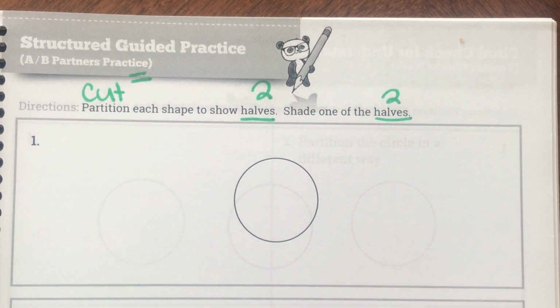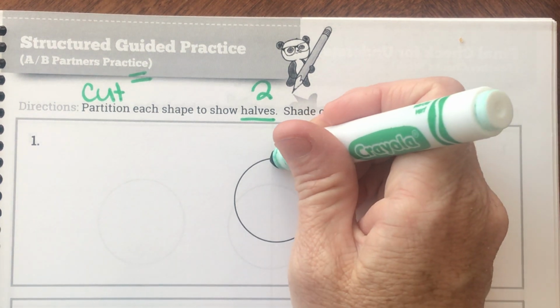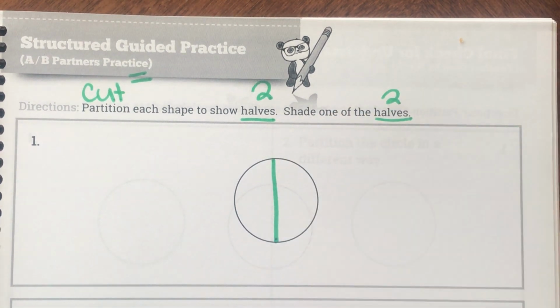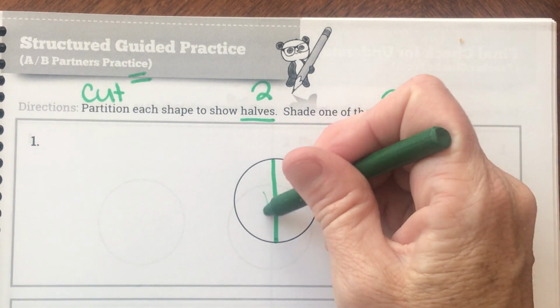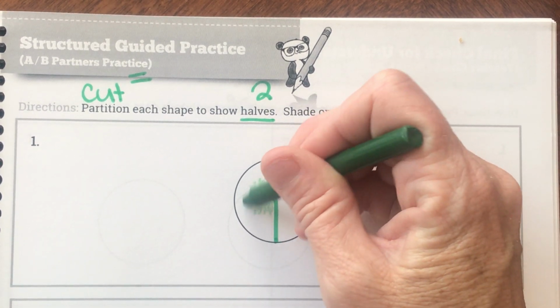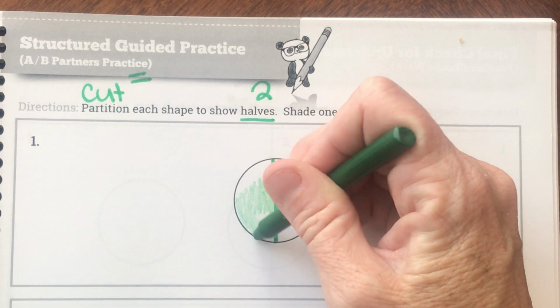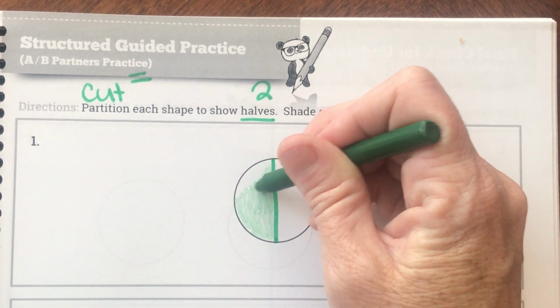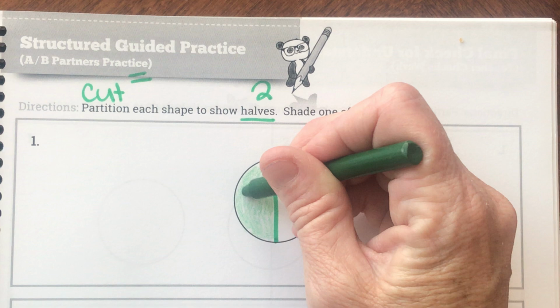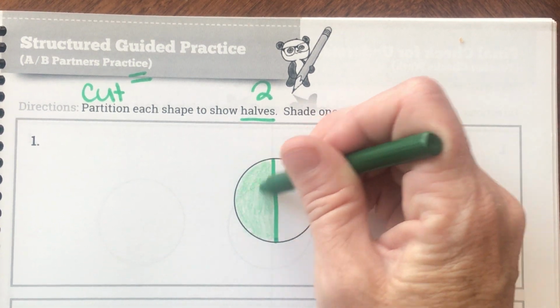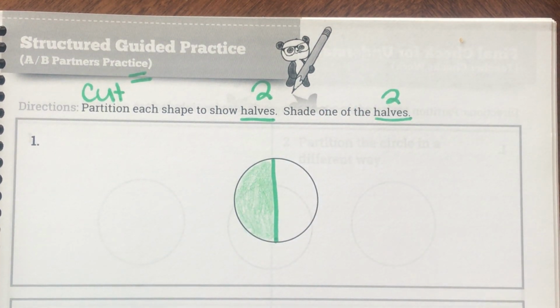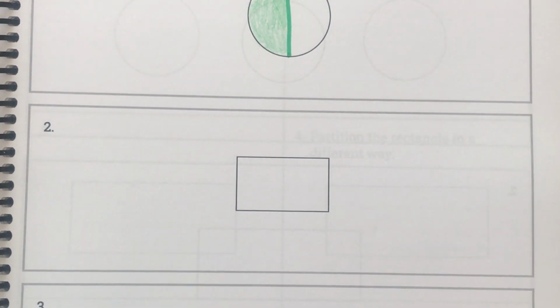Okay, so I think for this one we might just go vertically. So I cut or partitioned it equally into 2, and now let's shade in one of the 2. So if you have your crayon, you could shade it with that. If you don't have a crayon, you could just shade it lightly with a pencil. Okay. Now let's try our rectangle.